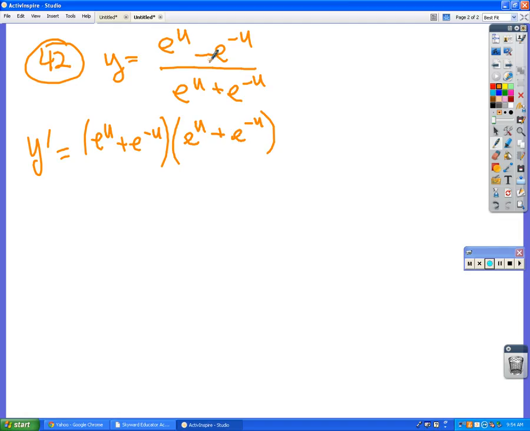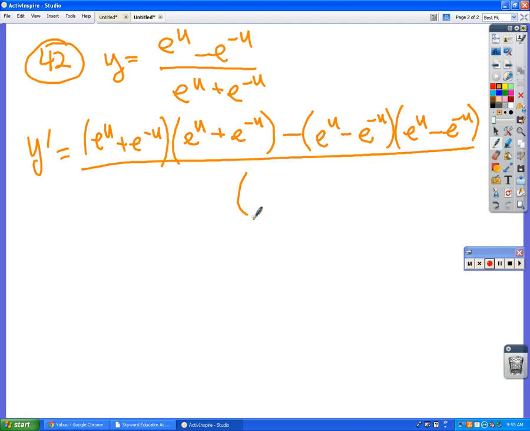So are the e's just constants? Yes, e is a constant, yeah. All right, so low d high minus high d low. So what's the derivative of the low term? That same thing, but it's minus. Good. E to the u minus e to the negative u. Over the square of what's below.